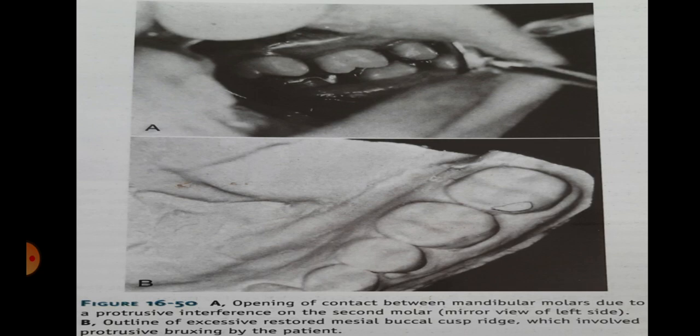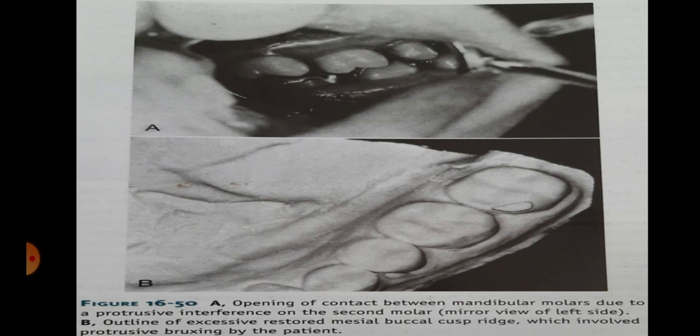You can see the mirror view of the left side. In picture B, you can see the outline of the excessive restored mesiobuccal cuspage, which involved protrusive bruxing by the patient.